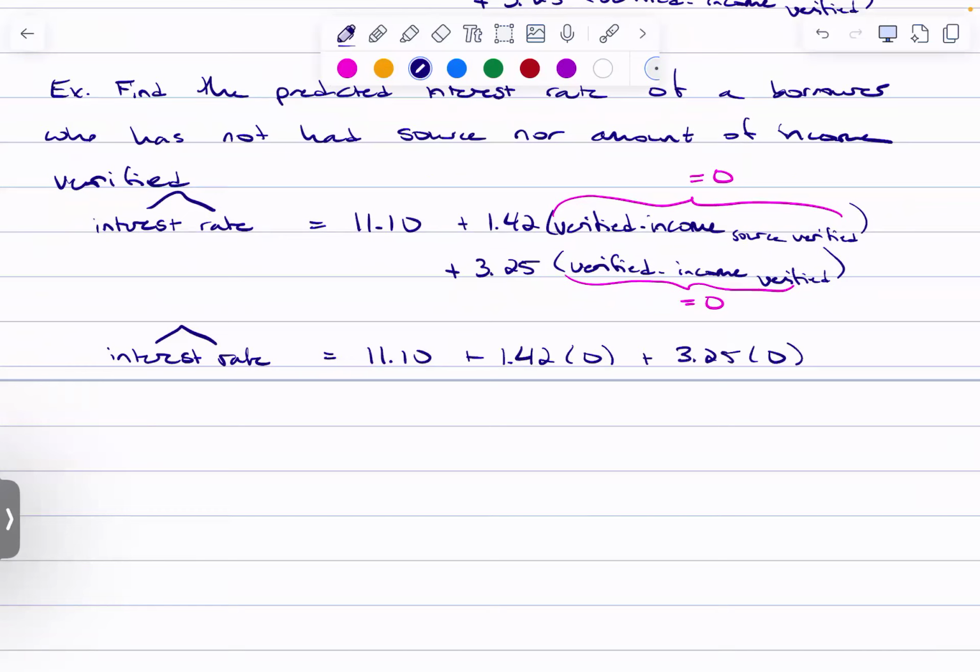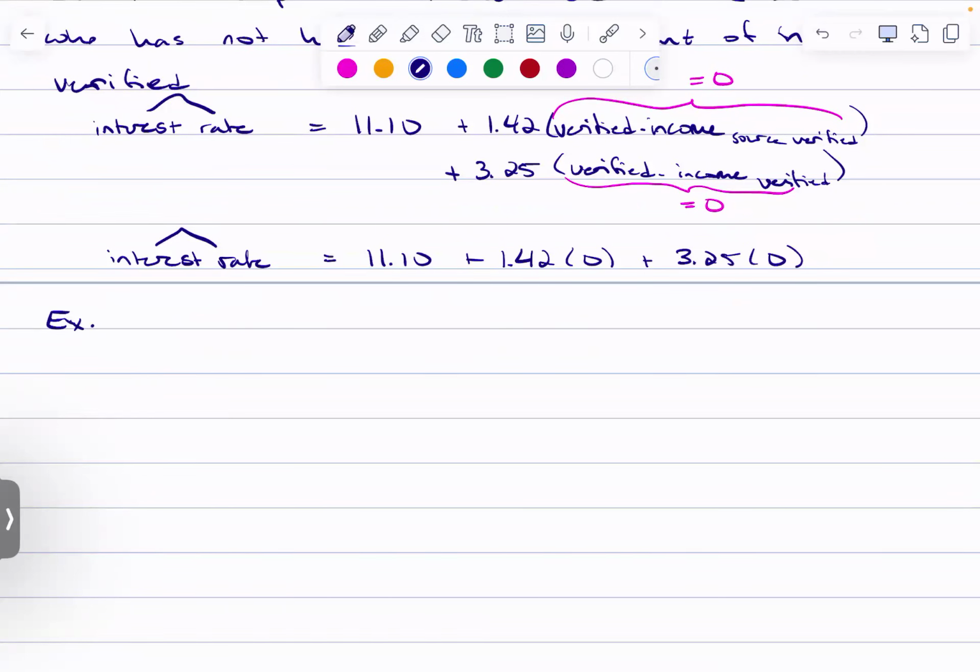What's kind of confusing then is you would think that if your income was verified, that would be a good thing. And you should be rewarded with a lower interest rate. But what does this say, right? So let's do another one.